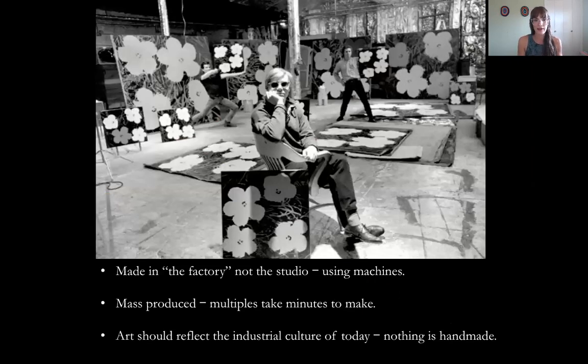So just a couple more things to think about. I've already gone over this. Here's an image of Warhol and some of his assistants in his factory. This guy is cracking me up back here. So made in the factory, not in the studio, he would stress, using a machine-like process. Mass-produced multiples can be made in a matter of minutes. So look at all these flower prints that he's made. Art should reflect the industrial culture of today, right? Nothing is homemade.